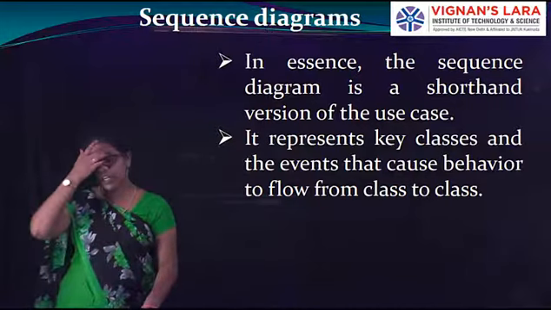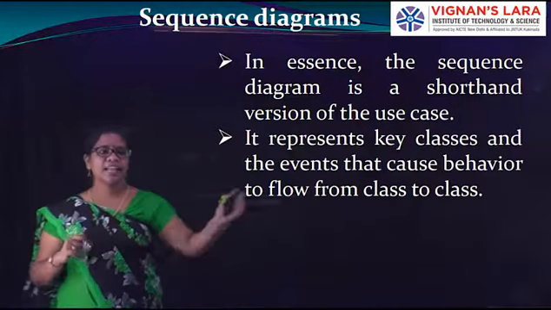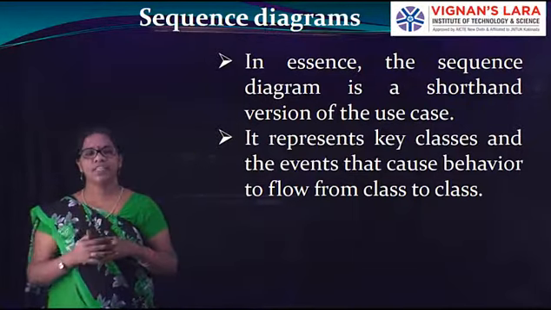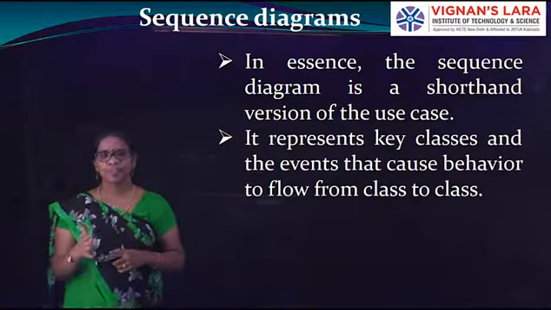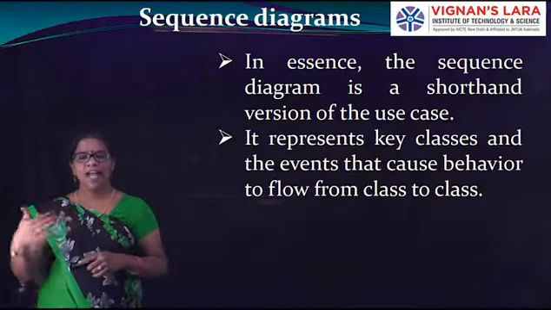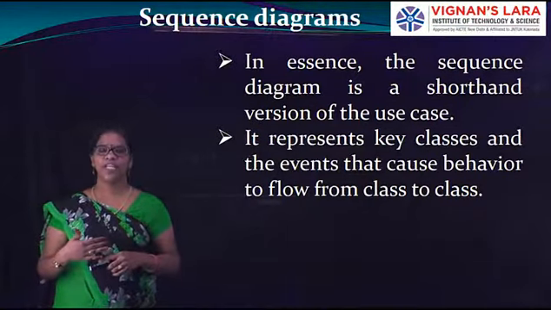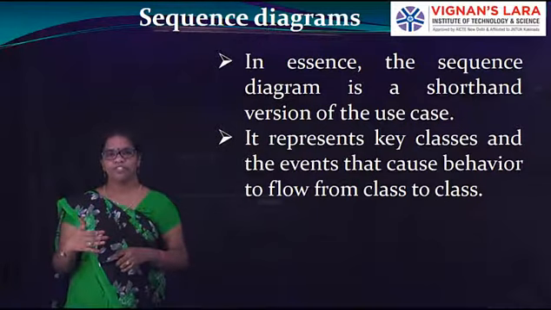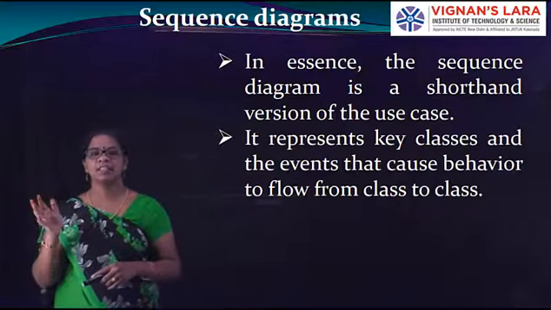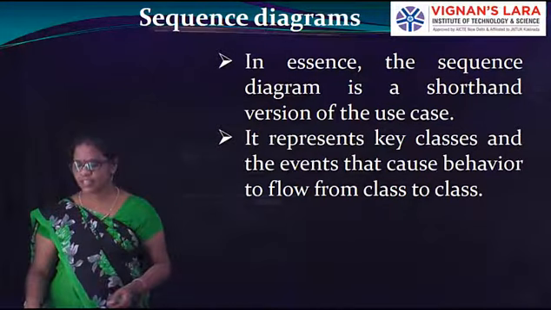The next point is that it represents key classes and the events that cause behavior to flow from one class to another class. One object to another object and one class to another class mean the same thing, since classes are represented by objects. So when an event occurs, how the changes occur from one class to another class will be seen in this sequence diagram.